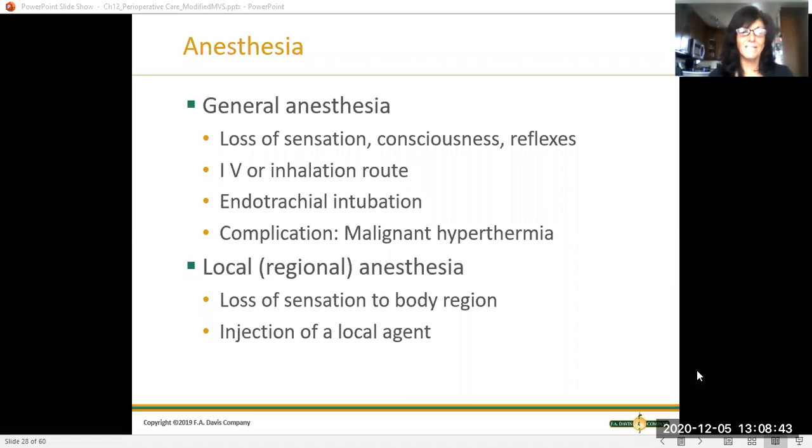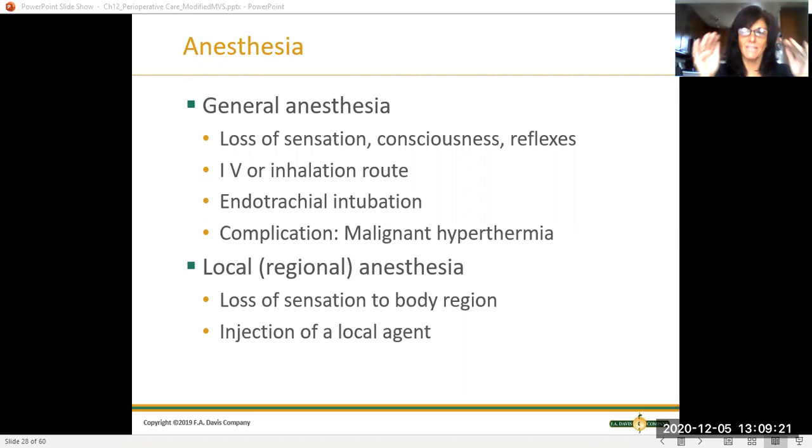Okay, so with anesthesia, we have two choices. There's general anesthesia and there's local anesthesia. General anesthesia, you're going to go to sleep, right? And when you wake up, it'll all be over. You don't have sensation, so you don't feel anything, loss of consciousness, the reflexes don't respond. Typically, it's IV. There are inhalation types of medications, nitrous oxide. Typically, oral surgeons and dentists will use that to put people to sleep, or just inhale the gas and go night-night, right?